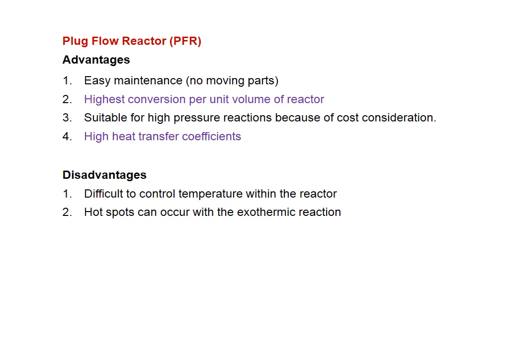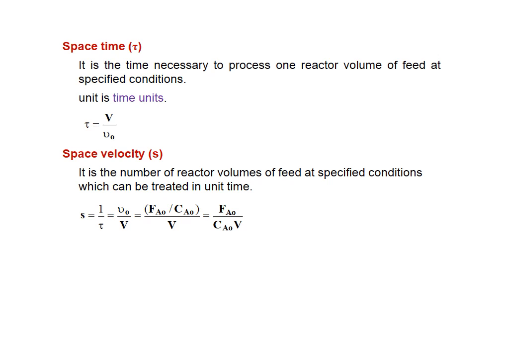Similarly, moving on to the plug flow reactor, on the advantages and disadvantages, we can check that there is easy maintenance, high conversion per unit volume of reactor, suitability for high pressure reactions because of cost consideration, and a high heat transfer coefficient. Whereas the disadvantages: it is difficult to control temperature within the reactor, and hot spots can occur with exothermic reactions. These are the main advantages and disadvantages we have seen for both MFR and PFR.